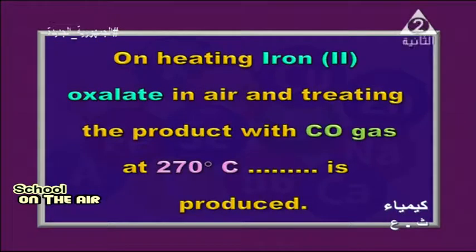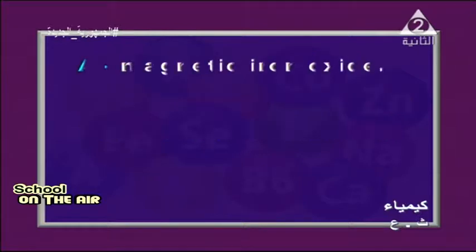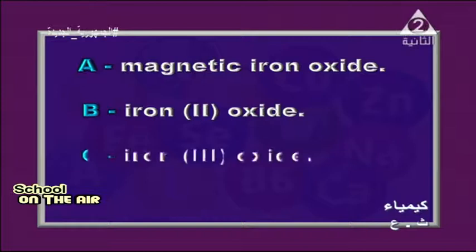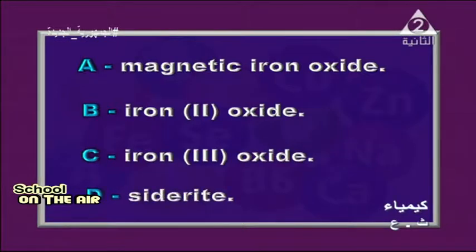Next question. On heating iron 2 oxalate in air and treating the product with carbon monoxide gas at 270 degrees, what is produced? Magnetic iron oxide, iron 2 oxide, iron 3 oxide, siderite. If you think about the question, it will be magnetic iron oxide.